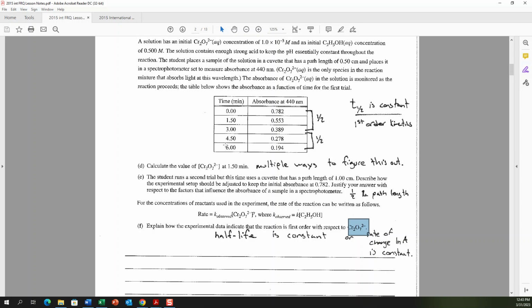getting good at, so understanding that if it was zero order, the half-lives would have gotten shorter, or if it was second order, the half-lives would have gotten longer. But in this case, because the half-lives remain constant, we know it's first order. That's really what you need to know there. Okay? All right.